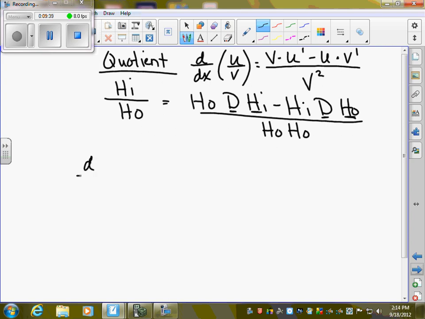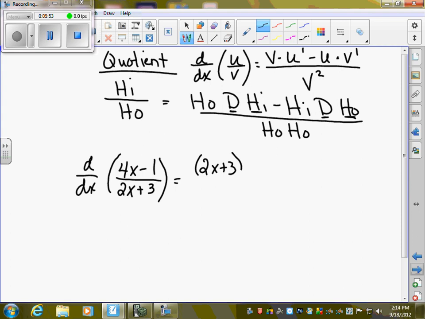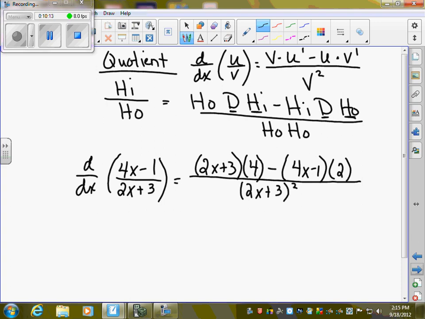So let's say I wanted to take the derivative of 4x minus 1 over 2x plus 3. So here's how it's going to go. It's ho, that's the bottom, 2x plus 3, d high, derivative of the top. Derivative of 4x minus 1 would be 4. So ho-de high minus high, 4x minus 1 d ho, derivative of the bottom, 2 over ho, which is really just the bottom squared.